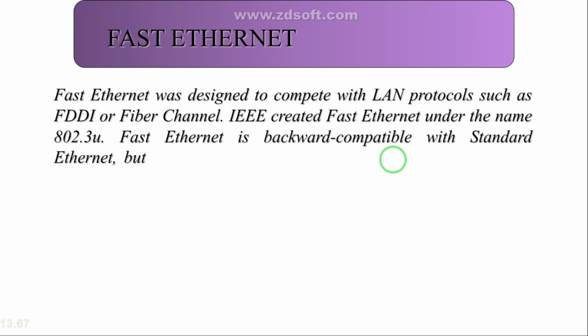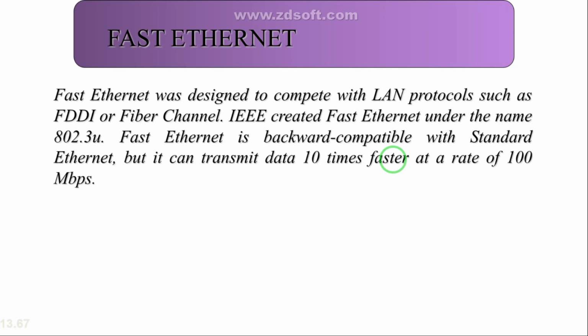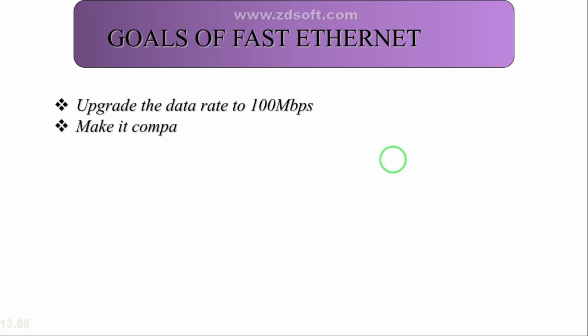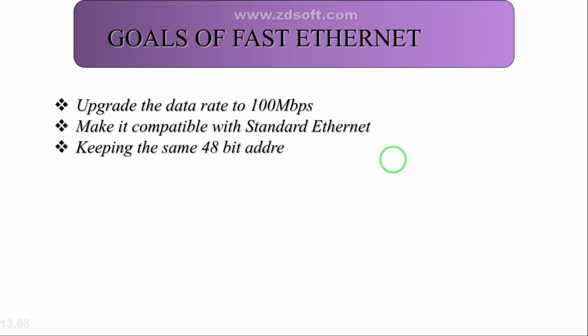It is backward compatible with standard Ethernet. It means it can also communicate with standard Ethernet, and it can transmit data 10 times faster, at a rate of 100 Mbps. Now, what are the goals of fast Ethernet? First, to upgrade the data rate from 10 Mbps to 100 Mbps, and make it compatible with standard Ethernet. Third, keeping the same physical address, that is the 48-bit address, and keeping the same frame format.